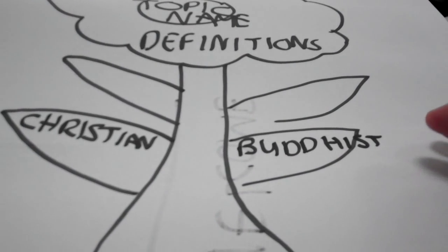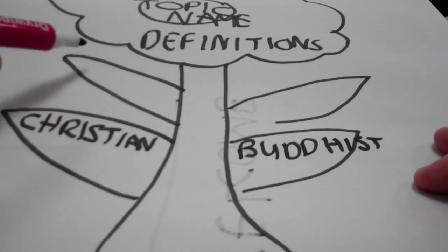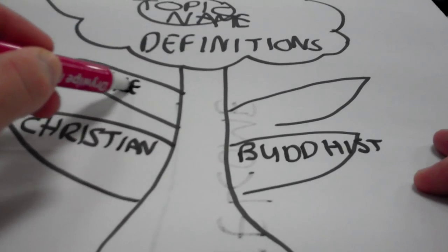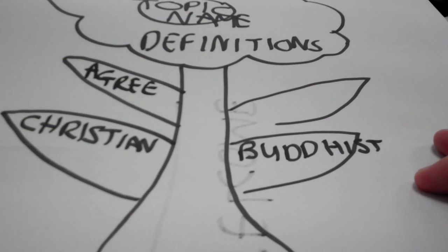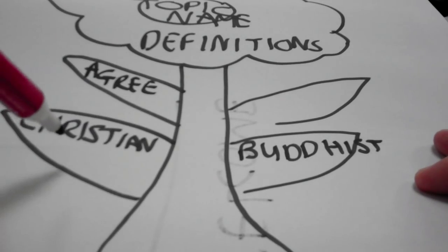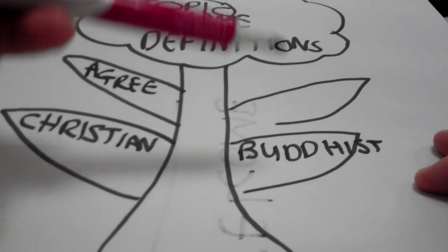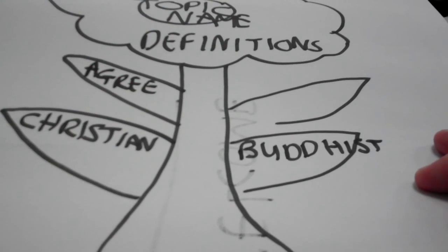Now, if you were looking for the higher grades, you could actually have your quotes from Christianity that agree with a given topic, for example, possibly agree with euthanasia, and disagree underneath. So agree and disagree for Christianity, and for Buddhism. A very simple and easy split.